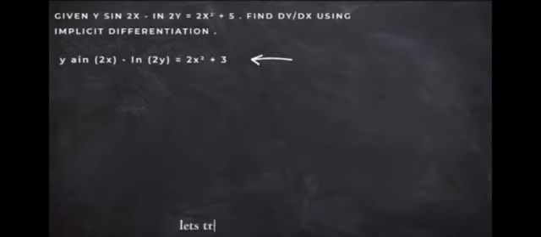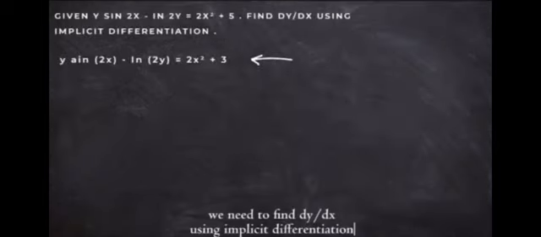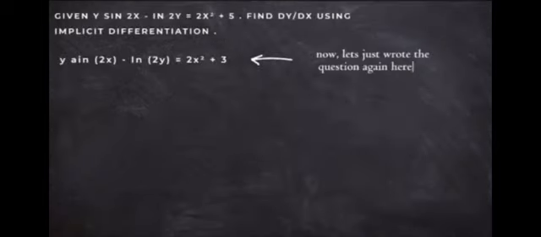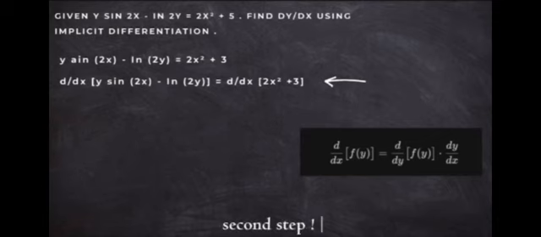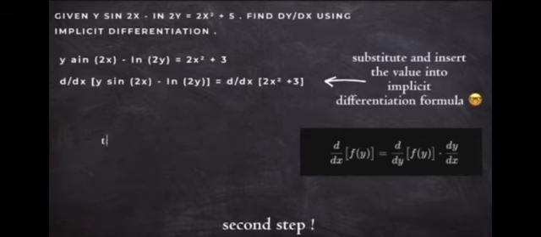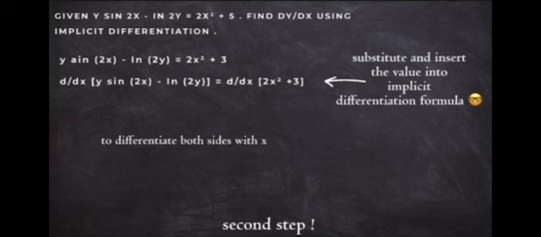of time and effort. Question asks us to find dy/dx using implicit differentiation. So for the first step, write down the equation given, which is y sin 2x minus ln 2y equals to 2x squared plus 3. Next, substitute the value into the implicit differentiation formula. We need to differentiate both sides with respect to x.